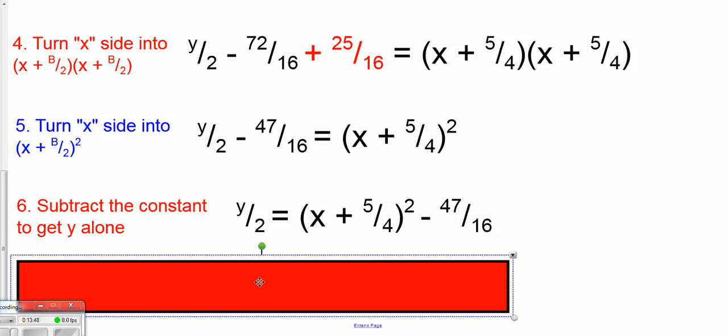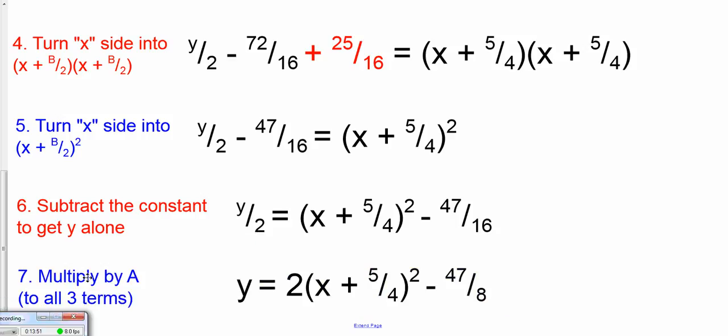And we want the y alone. So I just multiply both sides by a. So multiply by 2, multiply by 2, multiply by 2. This becomes y. This has a 2 in front of it. Otherwise, it's the same binomial squared. And this got multiplied by 2, which remember is the same as doing times 2/1. The 2 and the 16 cancel out. 8 and 1. And so it's now just 47/8. So this would be my end result.